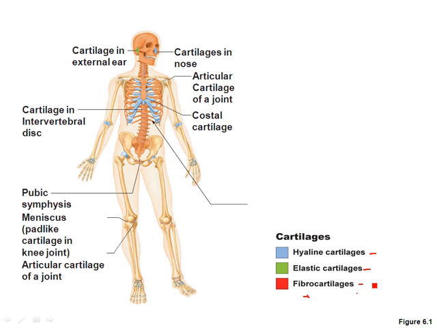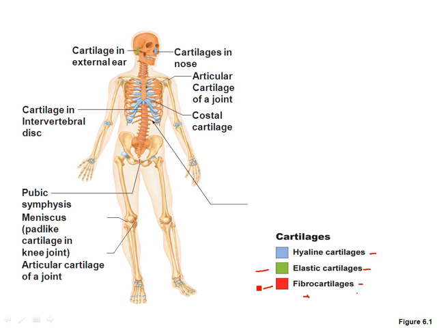Now, I tell my students in lab, don't remember where hyaline cartilage is, remember where it ain't. I know that sounds funny, but let me tell you how you can remember. If you know where the elastic cartilages are and where the fibrocartilages are, everywhere else is hyaline. So again, don't remember where hyaline is, just remember where it ain't, because then by default, that means it's hyaline cartilage. So let me show you where the elastic cartilages are.